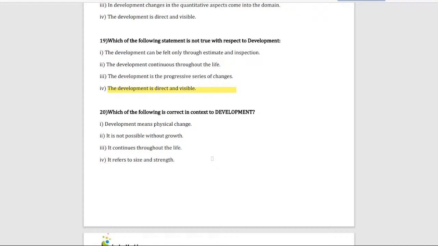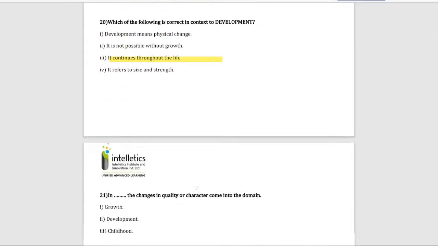Coming to question number 20. Which of the following is correct in context to development? First, development means physical change. Second, it is not possible without growth. Third, it continues throughout the life. Fourth, it refers to size and strength. And the correct answer for this question is it continues throughout the life. This is correct in context to development.